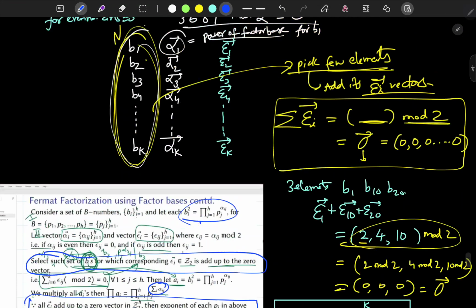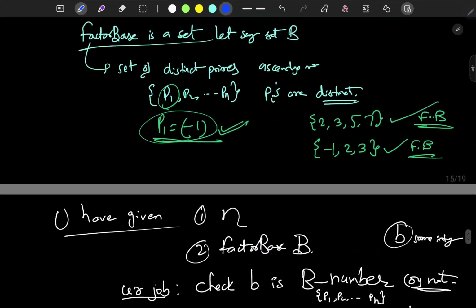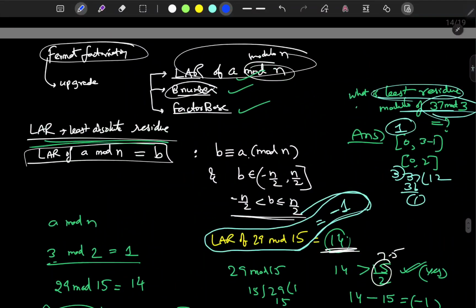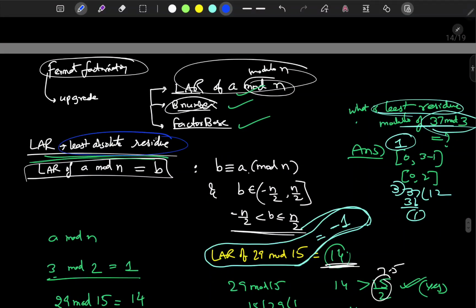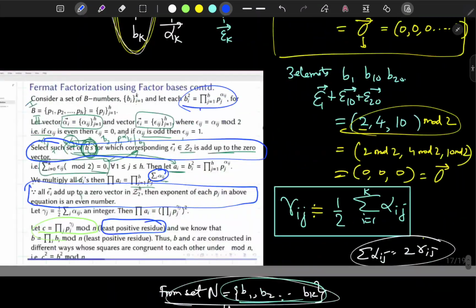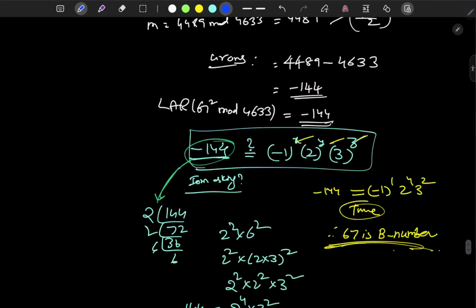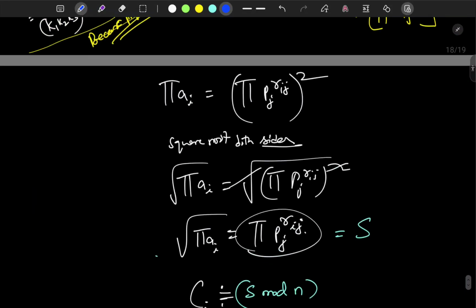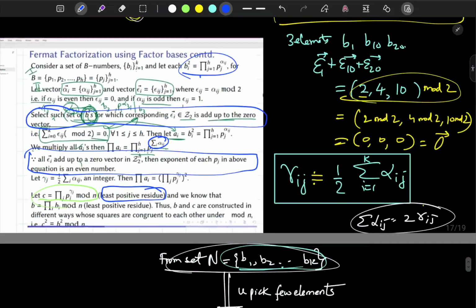I told you at the start, the difference between least absolute residue and least positive residue is the same, only that. You understand my point? If not, go and see once again. It's now becoming such a long video.